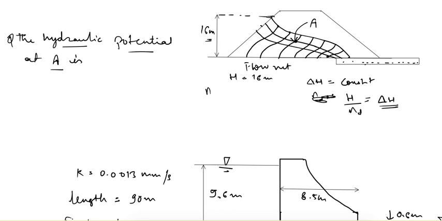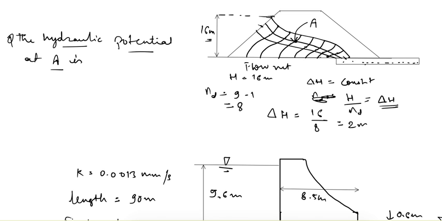So for the number of equipotential drops, we can count the equipotential lines from here. This is the first equipotential line, so 1, 2, 3, 4, 5, 6, 7, 8 and 9. So 9 equipotential lines are there, so equipotential drops will be 9 minus 1, that is 8. So delta H is equal to total head, that is 16, divided by the equipotential drops, that is 8. So delta H is 2 meter.